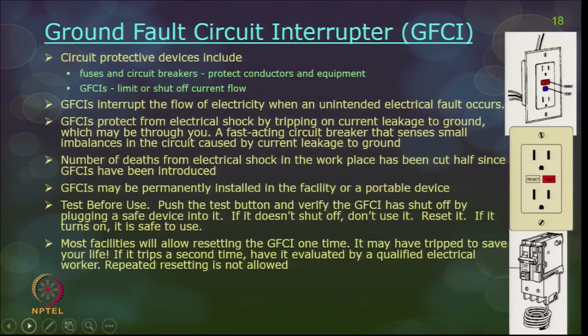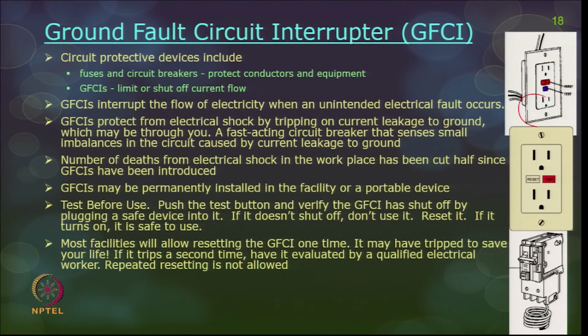The other safe precaution is GFCI, which we also call a ground fault circuit interrupter. Circuit protection devices include fuses and circuit breakers primarily for protecting conductors and equipment. GFCIs are primarily to limit or shut off the current flow. This GFCI looks simple like this. It will interrupt the flow of electricity when an unintended electrical fault occurs.